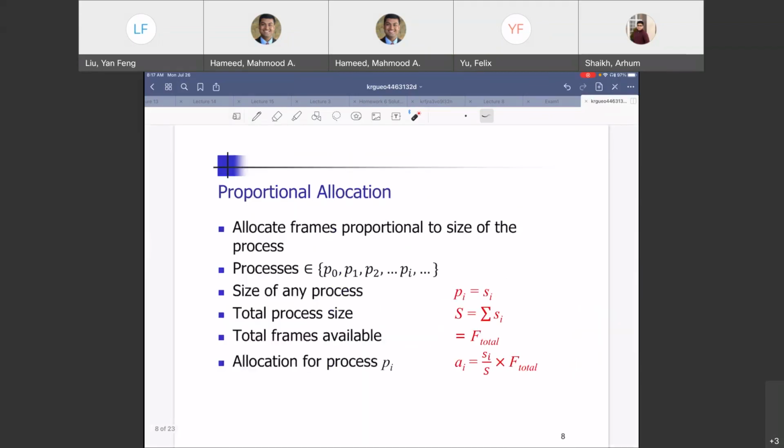Next, proportional allocation. Allocate frames proportional to the size of the process. So certain processes tend to be really high. Give me some examples of certain applications that take a lot of memory, a lot of RAM space.